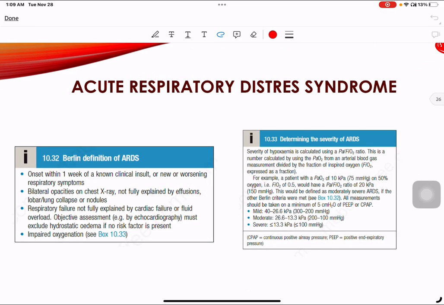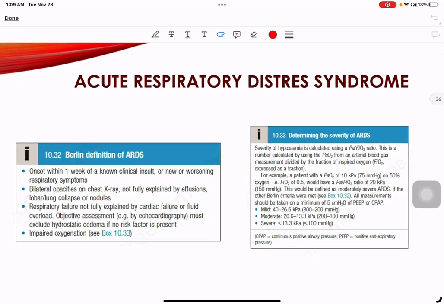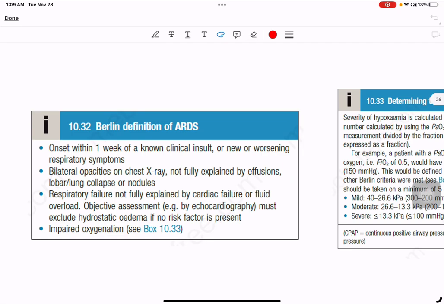There is a condition, acute respiratory distress syndrome. This is a very alarming condition, a very emergency situation. So what is acute respiratory distress syndrome? As per the Berlin definition, there will be sudden onset or new onset of respiratory distress within 1 week of a known clinical insult. So there will be a history of a known clinical insult within a week.